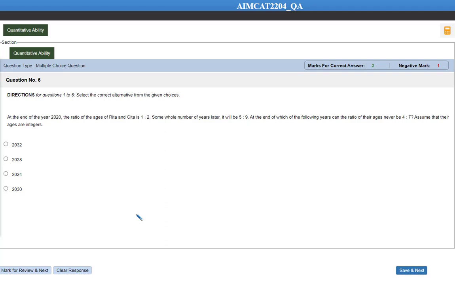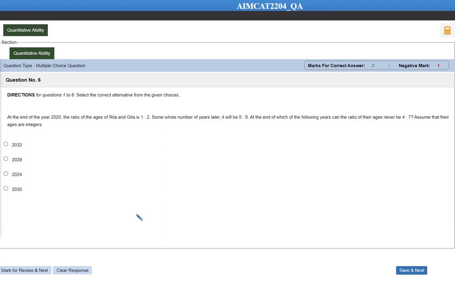After this, question number 6. At the end of the year 2020, the ratio of ages of Rita and Geeta is 1:2. Looks easy. Some whole number of years later, it will be 5:9. At the end of which of the following years can the ratio of their ages never be 4:7? Assume that their ages are integers.